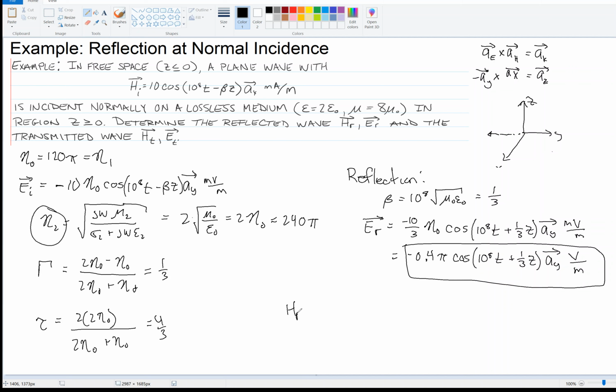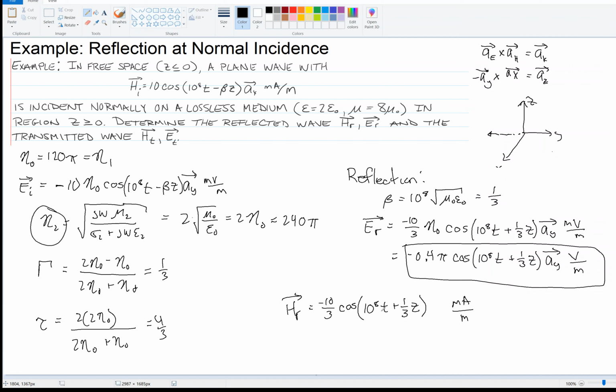And then how about that reflected magnetic field? Well, now that I've got the electric field, remember that I can divide by the intrinsic impedance. So when I do that, if I look up here, before I boxed it, I had negative 10/3 times the intrinsic impedance. If I divide that, the intrinsic impedance drops out, and I'm left with negative 10/3 cosine 10 to the 8th t plus 1/3 z, and I'm going to come back to the direction in a second, but this would be in milliamps per meter because this guy is in millivolts per meter. Okay, and when I divide by eta 0, that becomes amps instead of volts.